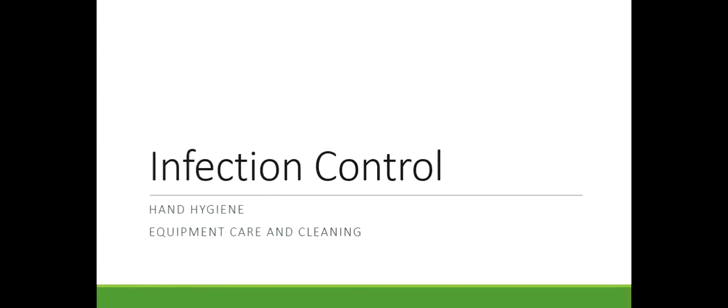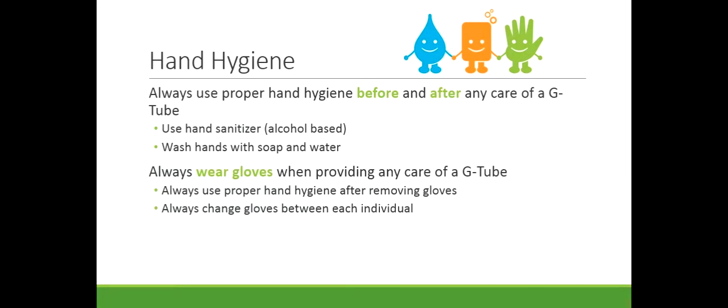Infection control, hand hygiene, equipment care, and cleaning. Always use proper hand hygiene before and after any care of a G-tube. You can use a hand sanitizer so long as it's alcohol-based, or you can simply wash your hands with soap and water. You will always wear gloves when providing any care of a G-tube. You will always use proper hand hygiene after removing gloves, as well as change your gloves between each individual.